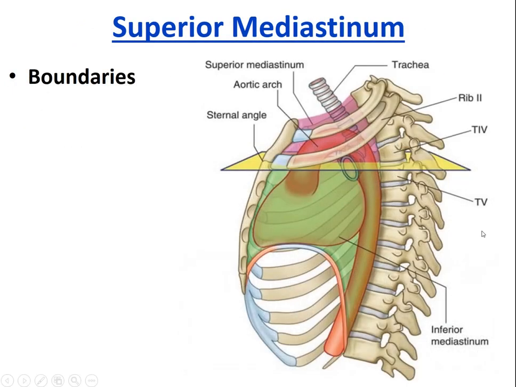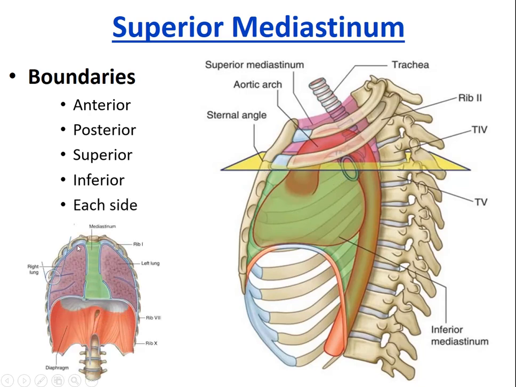Now let us see the superior mediastinum first. So what is the boundary? Anteriorly it is formed by the manubrium sterni. Posteriorly, it is formed by the upper 4 thoracic vertebrae with their intervertebral discs. Superiorly, it is formed by the thoracic inlet, and inferiorly, it is formed by the imaginary plane passing through the sternal angle. And on each side, there lies the mediastinal pleura.